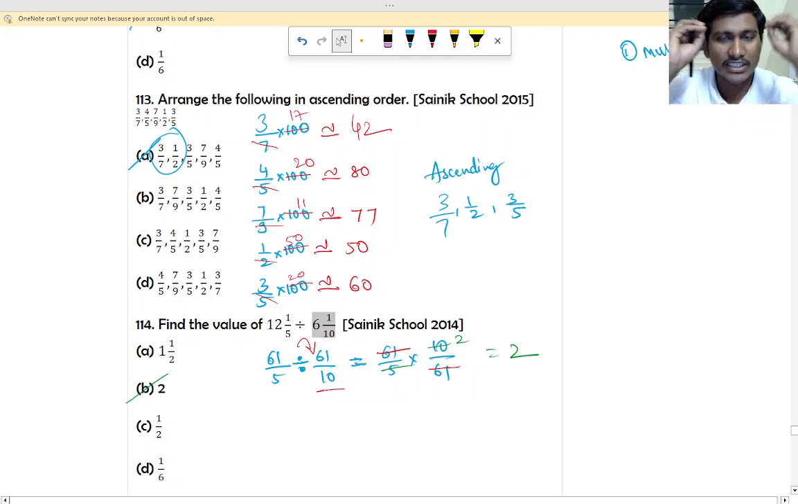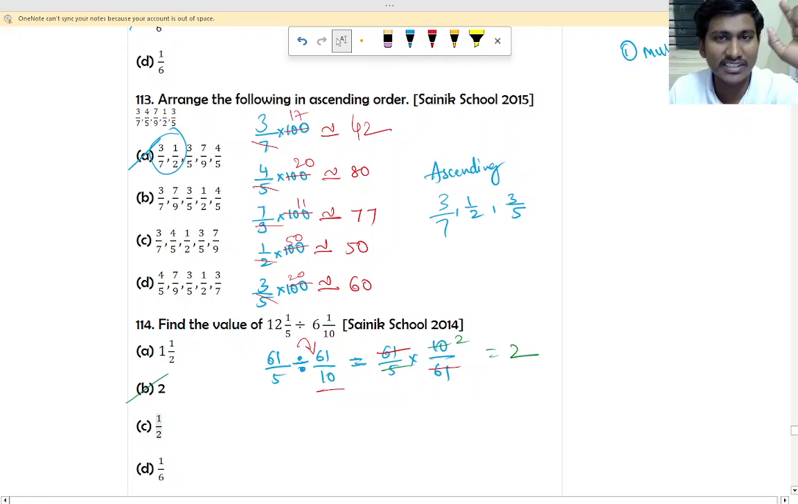So for the division, what we have to do? We have to multiply with the reciprocal of the divisor. So 61 by 10, reciprocal will be 10 by 61. We have to multiply it here. Multiply symbol is there, right? So everything you write the same, that is 61 by 5 same. Division will become multiplication, and 61 by 10, reciprocal is 10 by 61.